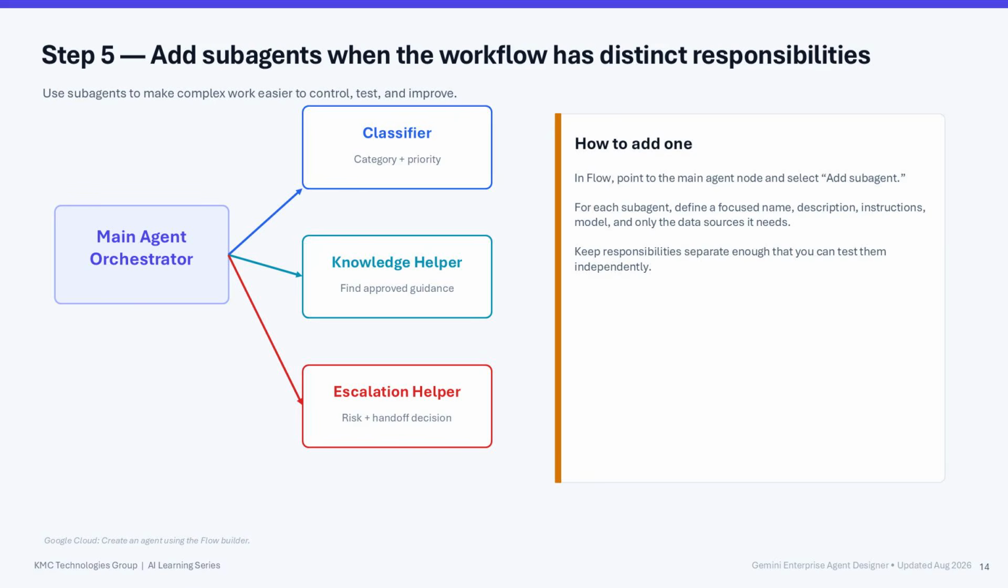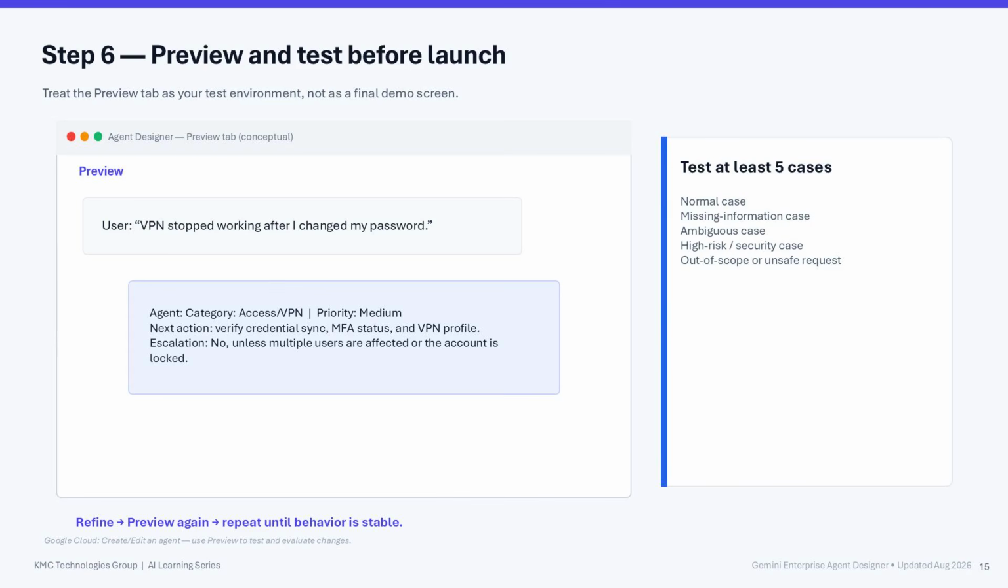In the Flow tab, hover over the main agent and choose Add Subagent. Give each subagent a narrow responsibility, its own instructions, and only the data it needs. This modular approach makes the system easier to test and reduces the temptation to write one enormous instruction block that tries to do everything. Step 6 is preview and testing.